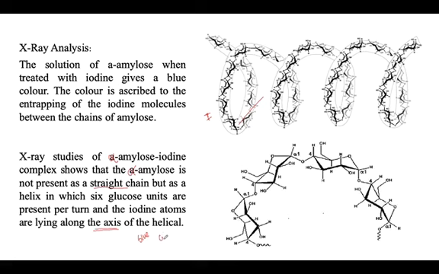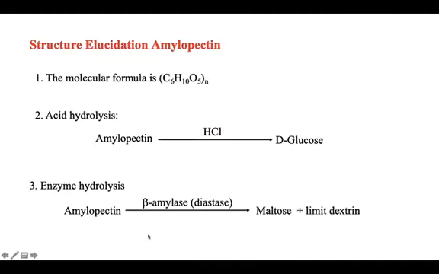So we can say now this molecule has a linear structure, but the chain is not straight, it is helical in nature. Then, when amylopectin is acid hydrolyzed, it again gives the D-glucose molecule. That again shows that the main constituent of this is D-glucose.